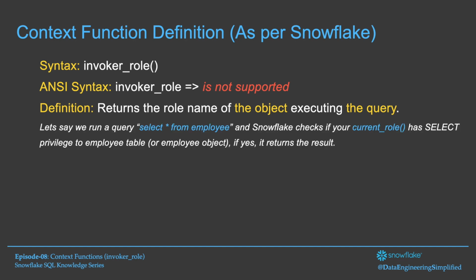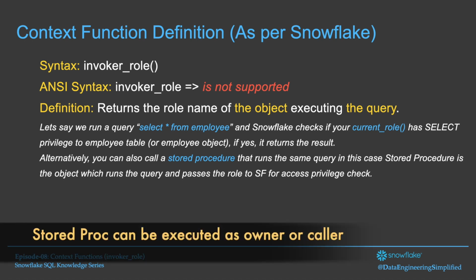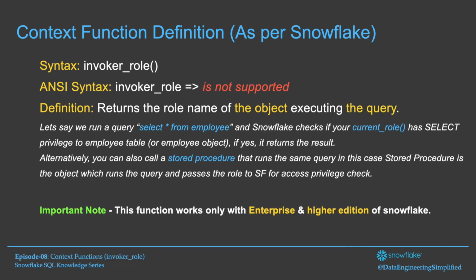Let's elaborate. Let's say we run a query, select star from employee, and Snowflake checks if your current role has select privileges on the employee table or the employee object. If yes, it returns the result. Alternatively, you can also call a stored procedure that runs the same query. In this case, the stored procedure is the object which runs the query and passes the role to Snowflake for the access privilege check. Important note: this function works only with Enterprise and higher editions of Snowflake. It does not run with the Standard edition of Snowflake.